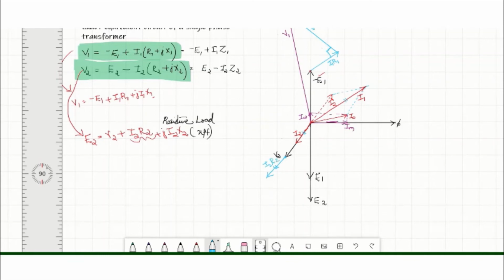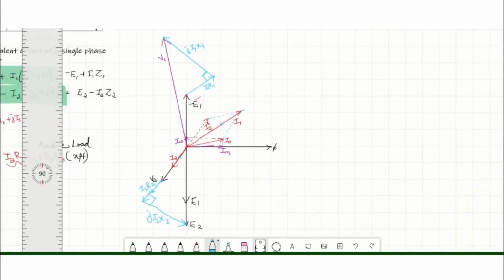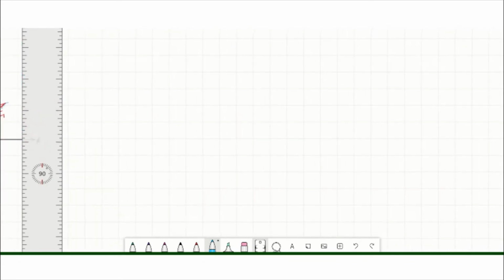Now we have to draw J I2 X2, which will lead I2 by 90 degree. So I2 X2 will be like this, J I2 X2. So this is the phasor diagram when the load is purely resistive load. Now let's draw the phasor diagram when the load is inductive load.